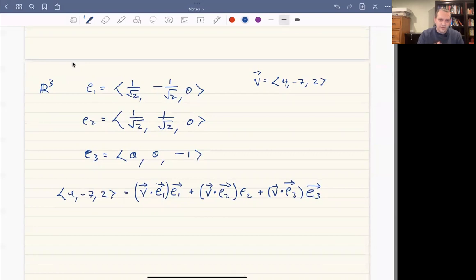So we're going to do this now with our same vector V, but with a different orthonormal basis for R3. And if I take the dot product of V times E1, I'm going to get 4 divided by square root of 2 minus 7 times -1 over square root of 2. So that's going to be 4 over square root of 2 plus 7, so 11 over square root of 2. And that'll be times E1. So we'll figure out what that is all in a second.